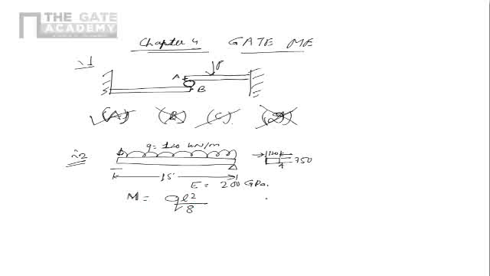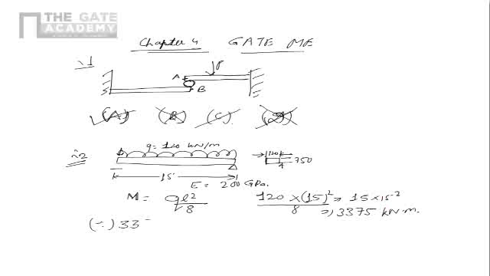So if we just solve this problem, we get q is 120 kilonewton per meter multiplied by length square, 15 square, by 8. This is nothing but 15 into 15 square, which is 15 cube. The value is 3375 kilonewton meter. That's the answer. So option A is 3375, option B is 4750, option C is 6750, and option D is 8750. So this is the right answer.